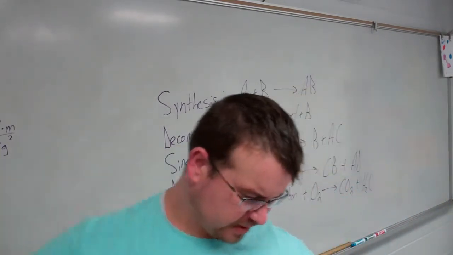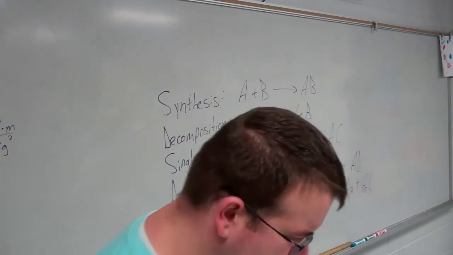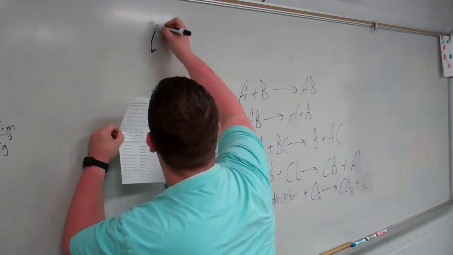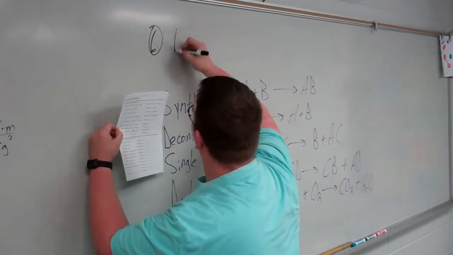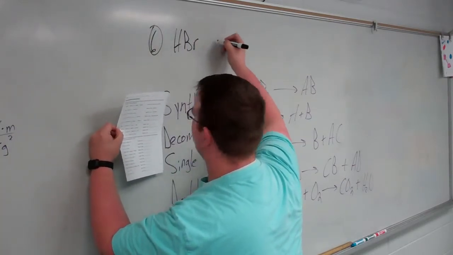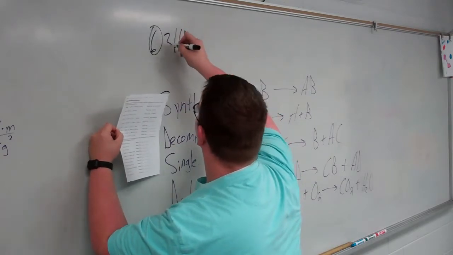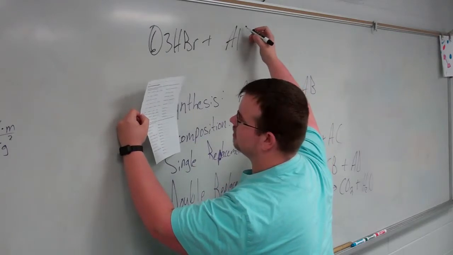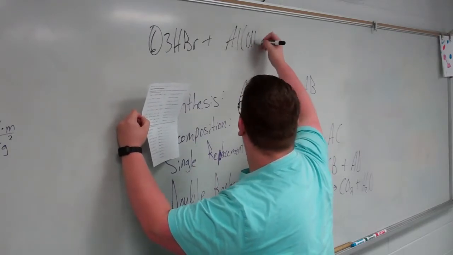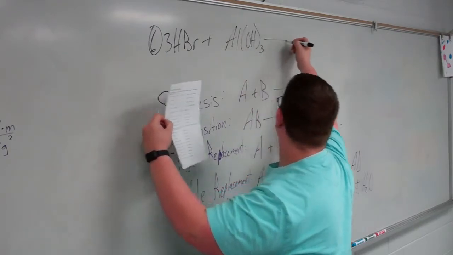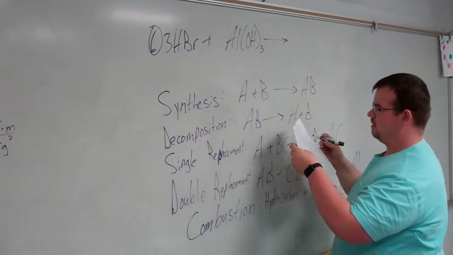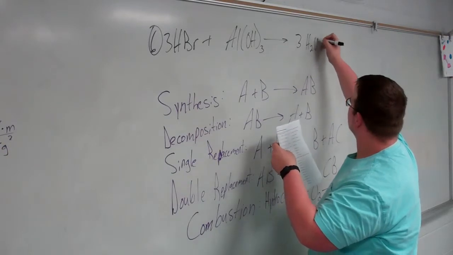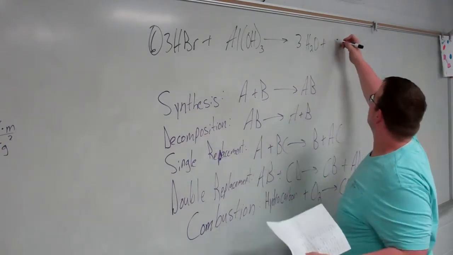Okay. Let's move to number 6. I have hydrobromic acid and aluminum hydroxide, which react to form water and aluminum bromide.